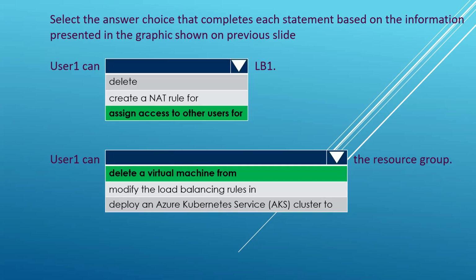The other options, modify the load balancing rules or deploy an Azure Kubernetes service cluster to the resource group, are not relevant options here. Let's look at next question.